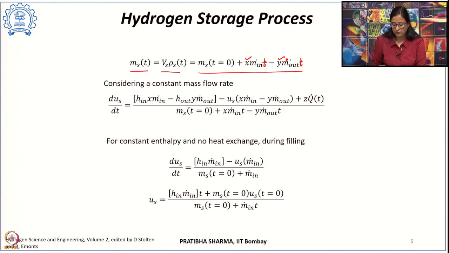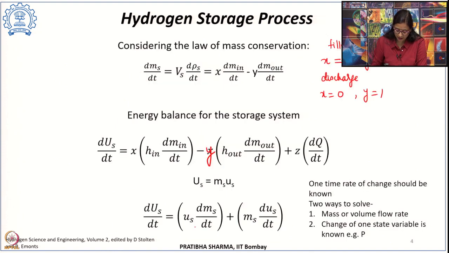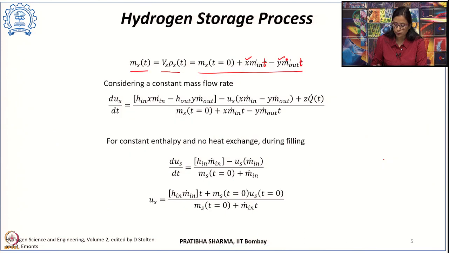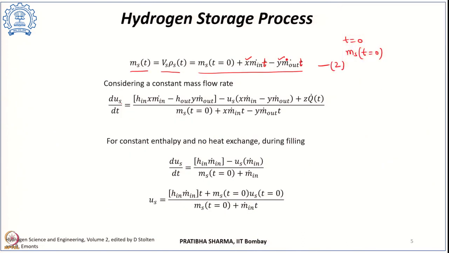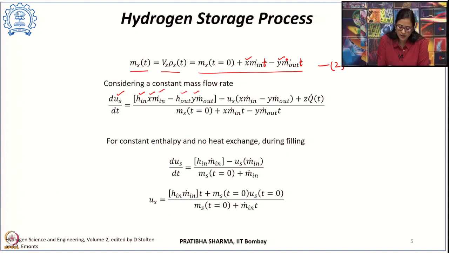Now, if we consider a constant mass flow rate in the earlier equation, this term will turn out to be 0. And if this term turns out to be 0, we can calculate the time rate of change of the specific internal energy as 1 upon ms times d capital US upon dt. Now, this d capital US upon dt can be obtained from the first equation, and this ms can be obtained from equation number 2. So, d by dt of specific internal energy stored inside the storage system, considering a constant mass flow rate, can be obtained as h in x m dot in minus h out y m dot out minus the specific internal energy US times x m dot in minus y m dot out, plus z q dot t.